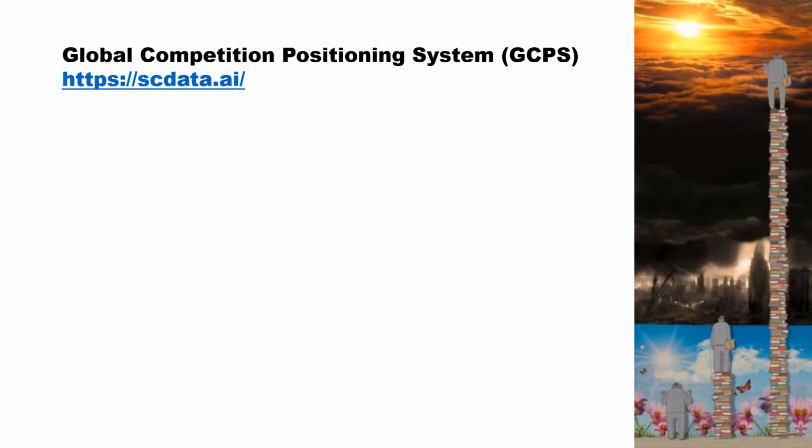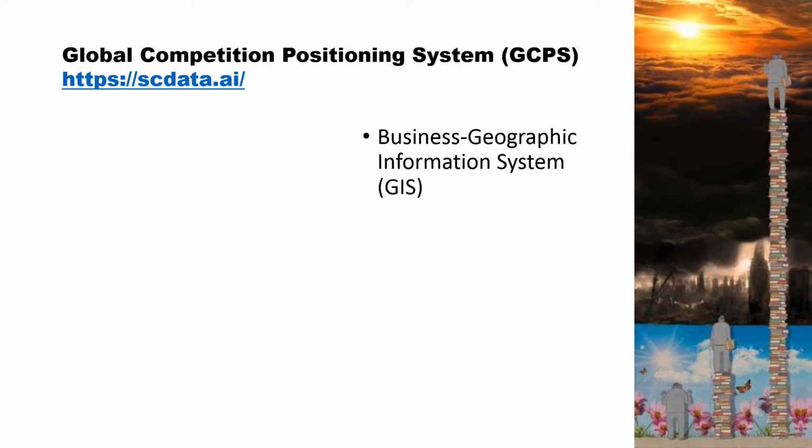We shall use GCPS, the Global Competition Positioning System, to perform the analysis. This is a benchmarking system with three parts, and each answers a different group of questions. The first part is Business Geographic Information System, which benchmarks regions and answers the questions of where, such as where is the money, risk, and jobs.